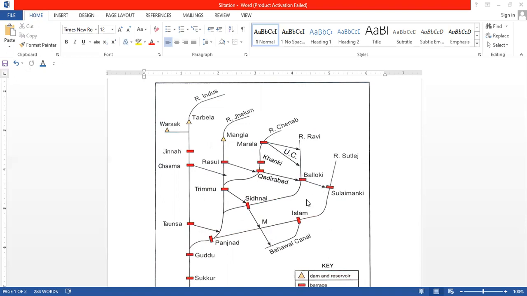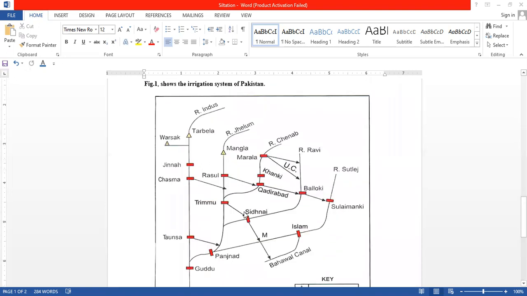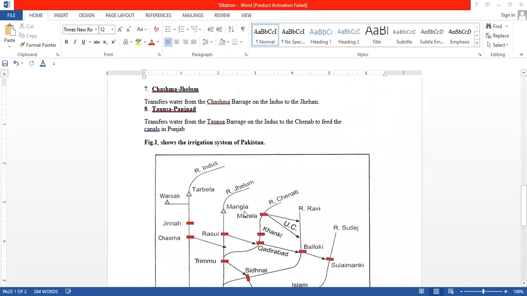As I said, the main purpose is to compensate the water in the eastern rivers. So my dear students, this was the topic through which I wanted to transfer the knowledge related to the study of siltation as well as the study of link canals.